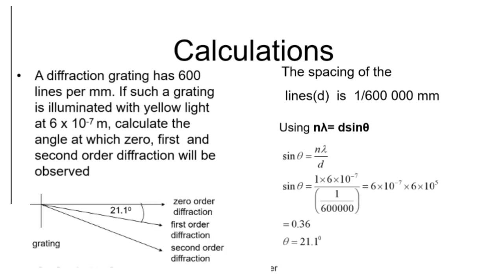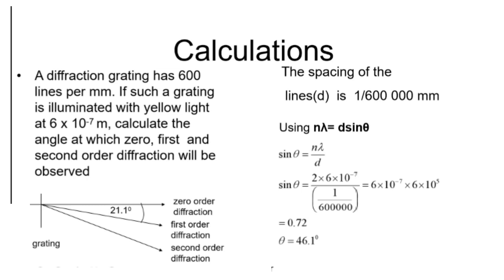So the angle of the first order diffraction is 21.1 degrees. Now, in finding the angle of second order diffraction, we'll just change the n into 2 and then substitute the given. So the angle of second order diffraction is 46.1 degrees.